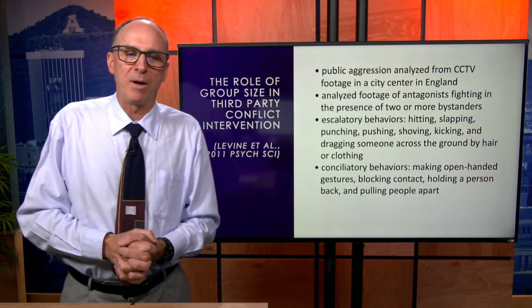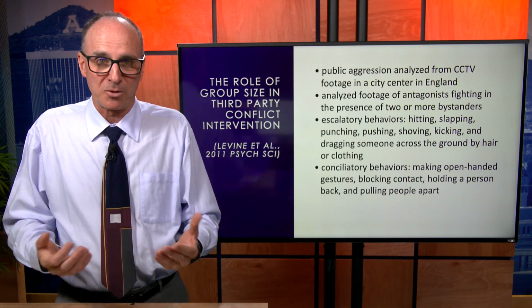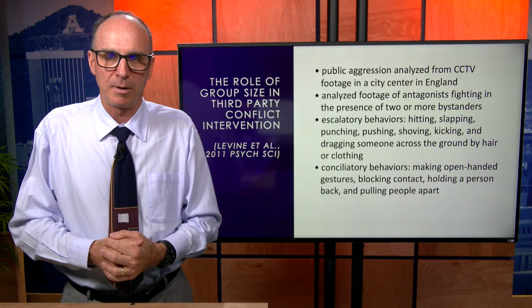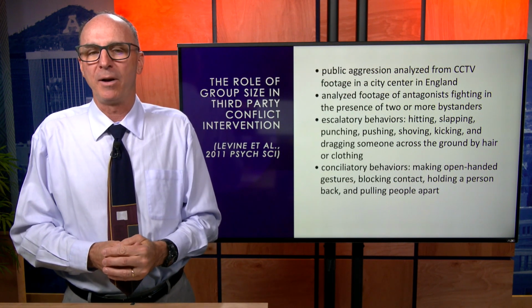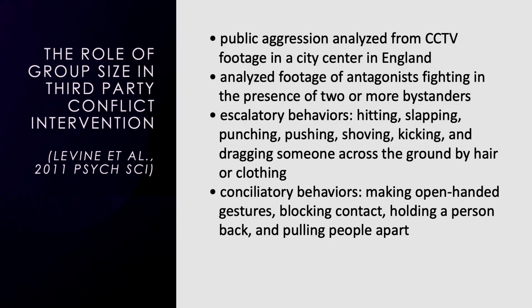Here's an earlier study by Levine et al. This was done in England, and this looked at group size. I told you we were going to talk a little bit about group activity in third-party conflict interactions. In this research study, they had public aggression analyzed, again, from closed-circuit television cameras in a city center in England. The researchers analyzed footage of antagonists fighting in the presence of 2 or more bystanders. That's a key point, 2 or more bystanders.